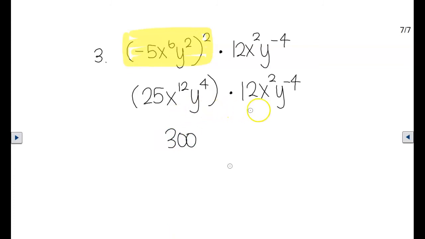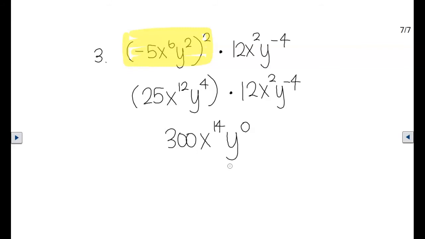And then in a multiplication problem, our product rule tells us to add exponents. So for x, we're going to add 12 plus 2, which is 14. And for the y's, we're going to add 4 plus negative 4, which is 0. So notice, I see one coefficient, one x, one y. I'm in good shape here.